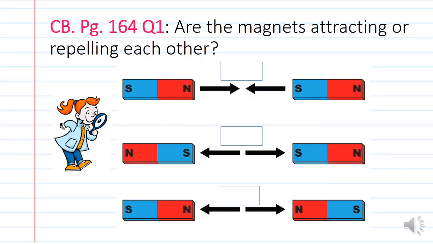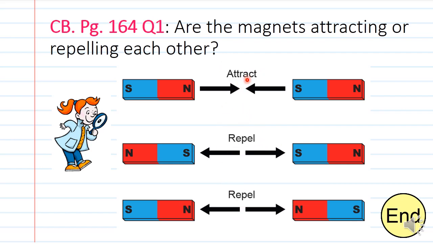We want to solve this question. Course book page 164, question 1. Are the magnets attracting or repelling each other? Open your book, please. You will see this figure: north, south, south, south, and north. You have to write the answers in your book. So the first one, attract. Second, repel. Third, repel. Please write it in your course book.